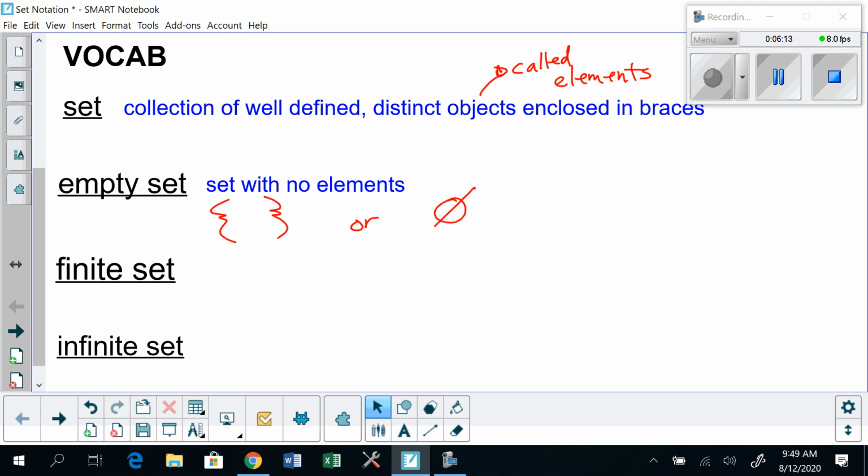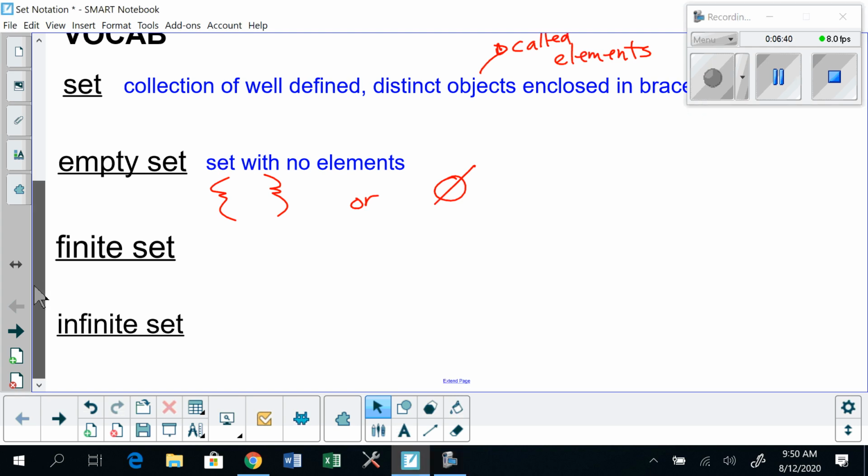And the empty set basically means that we've come up with a problem, a scenario, that has no answers at all. If we ever come across a problem in this class that has no solution, this is how we can write the answer, either with the pair of braces with nothing between them, or the circle with the slash through it. These both mean empty set. All right, let's move to the next vocabulary word.